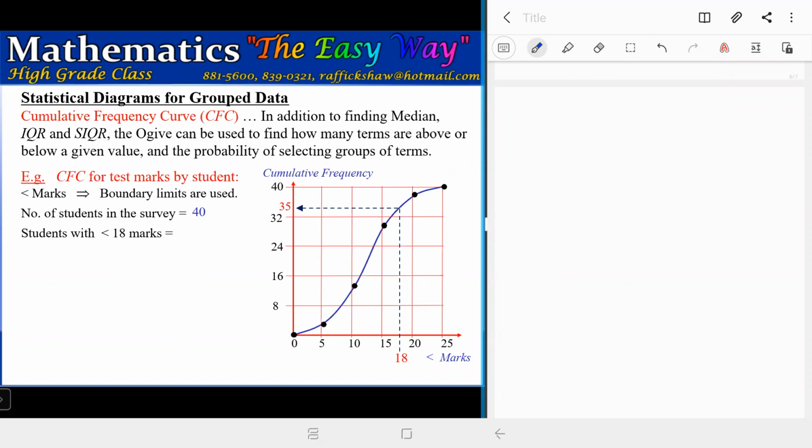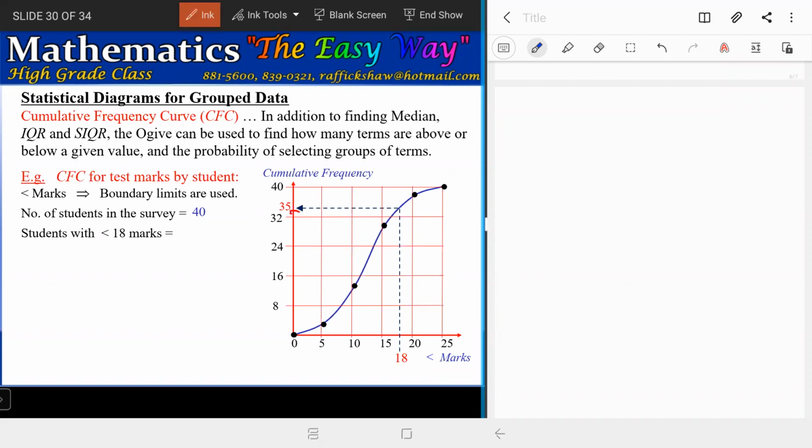See here? Look at it. All the students down here correspond to all the marks down here. It represents this part of the graph right here. These are the marks. All of these marks are less than 18. And these are the students. All of them, 35, the first 35 students in the line. All of them scored less than 18. So how many of them score more than 18 then?